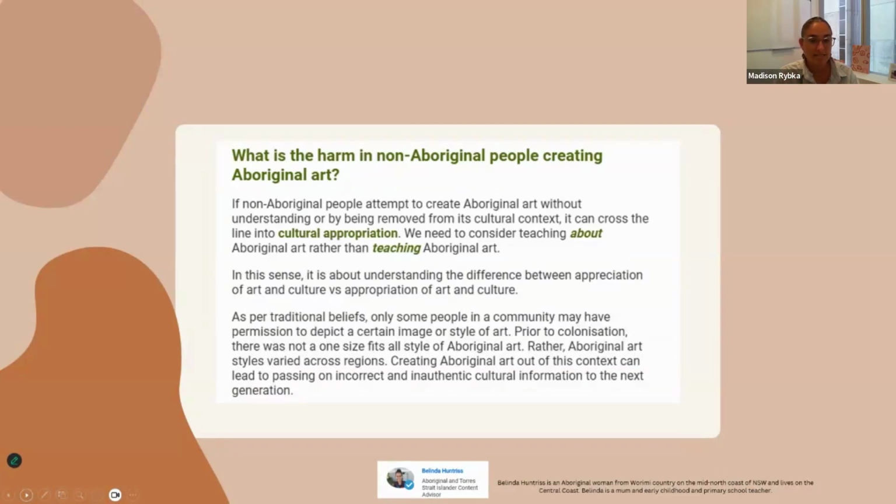It's about having that understanding of appreciation of art and not appropriating the art. So that's something really thoughtful to think of. If you want to use an artwork, just think, I'm appreciating the art. I'm not trying to appropriate the art. Because there's lots of different styles of art across all different regions.